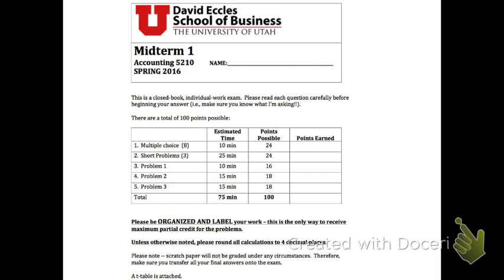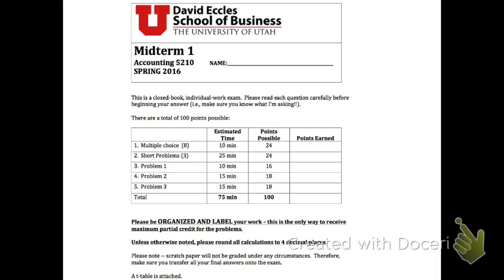The short problems, I describe as a data set, and I'll ask you one question on that data set, and those short problems could come from any of the material that we covered. And then 3 longer problems, which is a data set, and you might have multiple questions on the same data set. So I usually give you an idea of what those problems would entail.